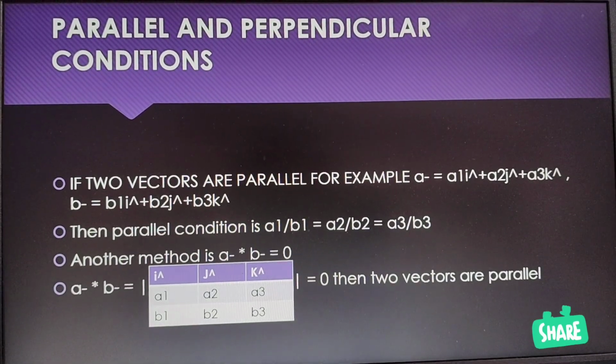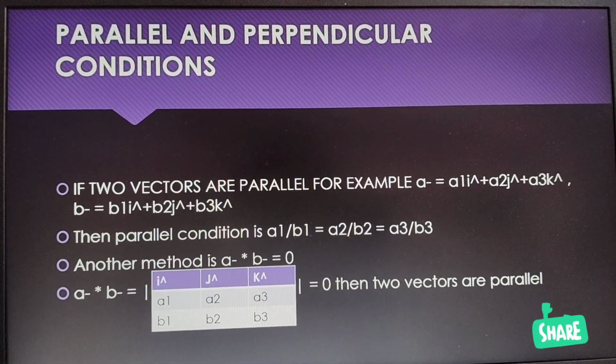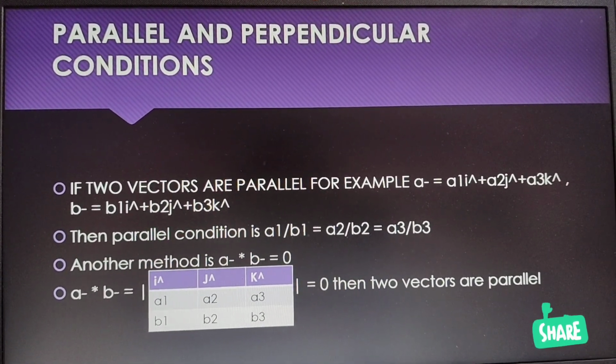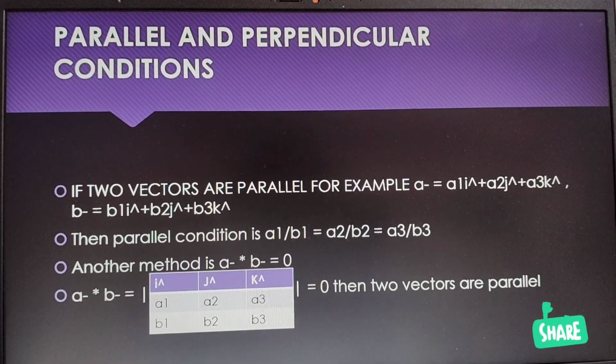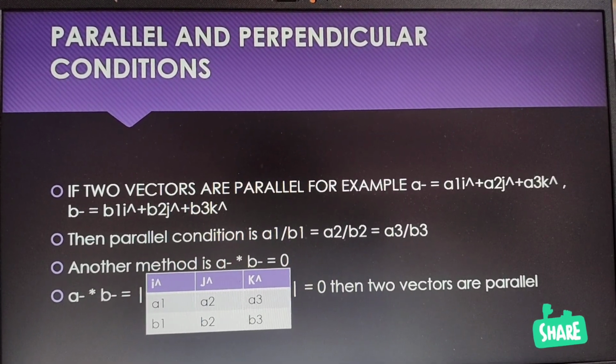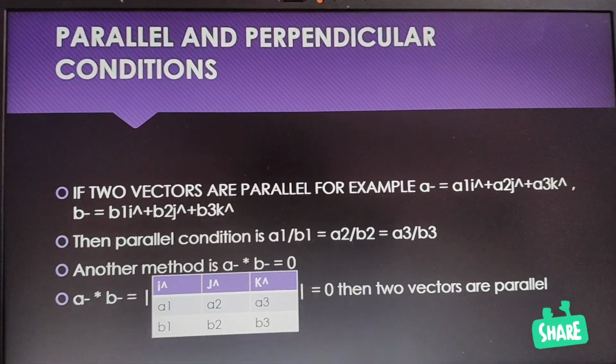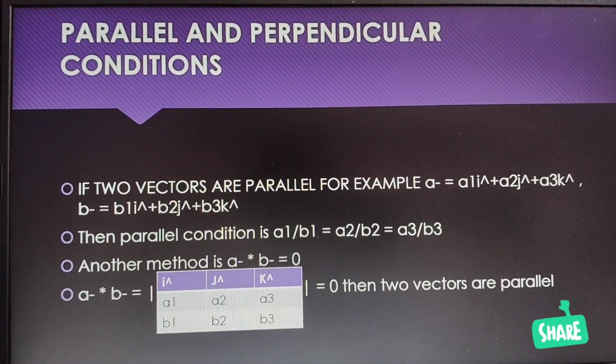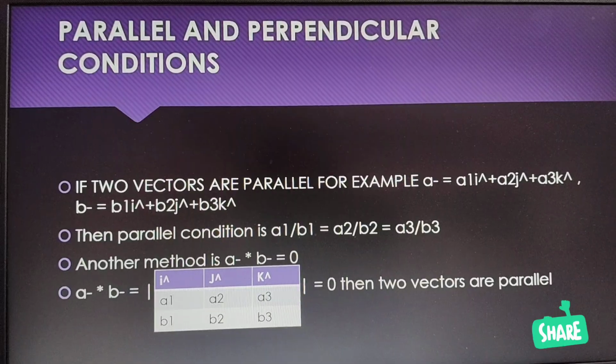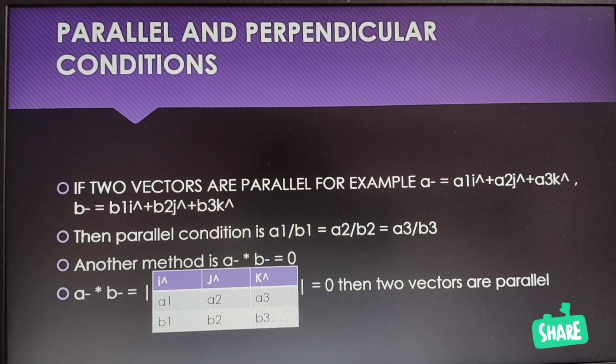Another method is that the cross product of two vectors should be 0. How will you do the cross product? Determinant i cap, j cap, k cap, a1, a2, a3, b1, b2, b3. That value should be 0. Then two vectors are said to be parallel. This is the condition for parallel.